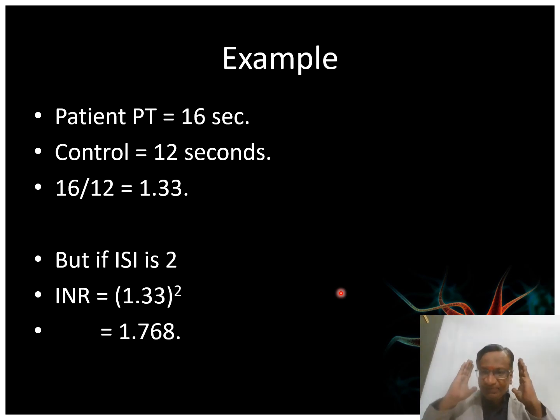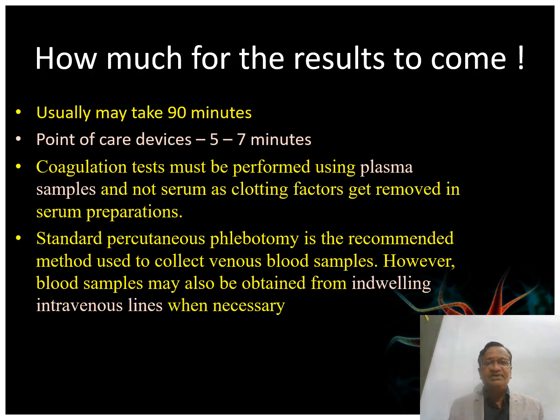INR is different from prothrombin time. Normal prothrombin time is 12 seconds. The prothrombin time ratio is 12 by 12, control value is 1. But if the 1 is raised to the power of the ISI index of 2, or half, it becomes different. So this 1.33 will become like this.